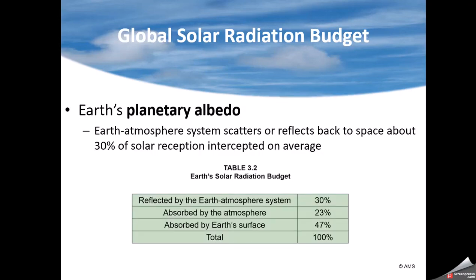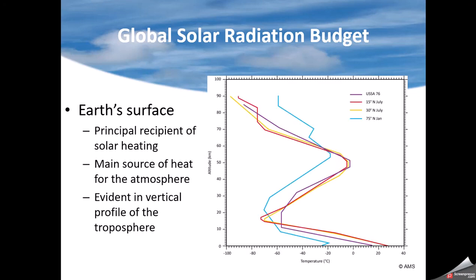So here is basically a table: about 30% of the radiation that reaches Earth is reflected back to space. Another 23% is absorbed by the atmosphere. Another 47% is absorbed by the Earth's surface. So the Earth is actually being heated up. So that's a general budget of how the solar radiation is impacting it.